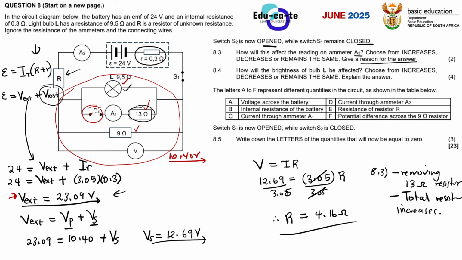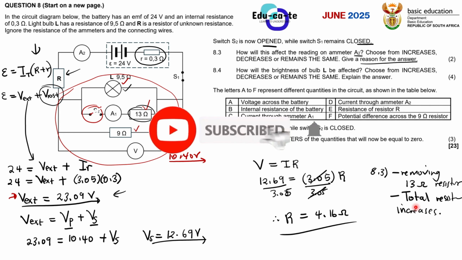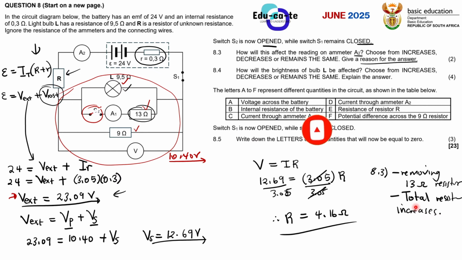And what happens when the total resistance increases? Because here they ask, how will this affect the reading on ammeter A2? Remember, I don't know how many times I'm repeating this, I said that it is measuring the total current. So basically they want to know what will happen to the total current when we open this switch. When you open this switch, we are removing the 18 ohms resistor, meaning that the total resistance is increasing, because when you remove resistors in parallel, you increase the total resistance.